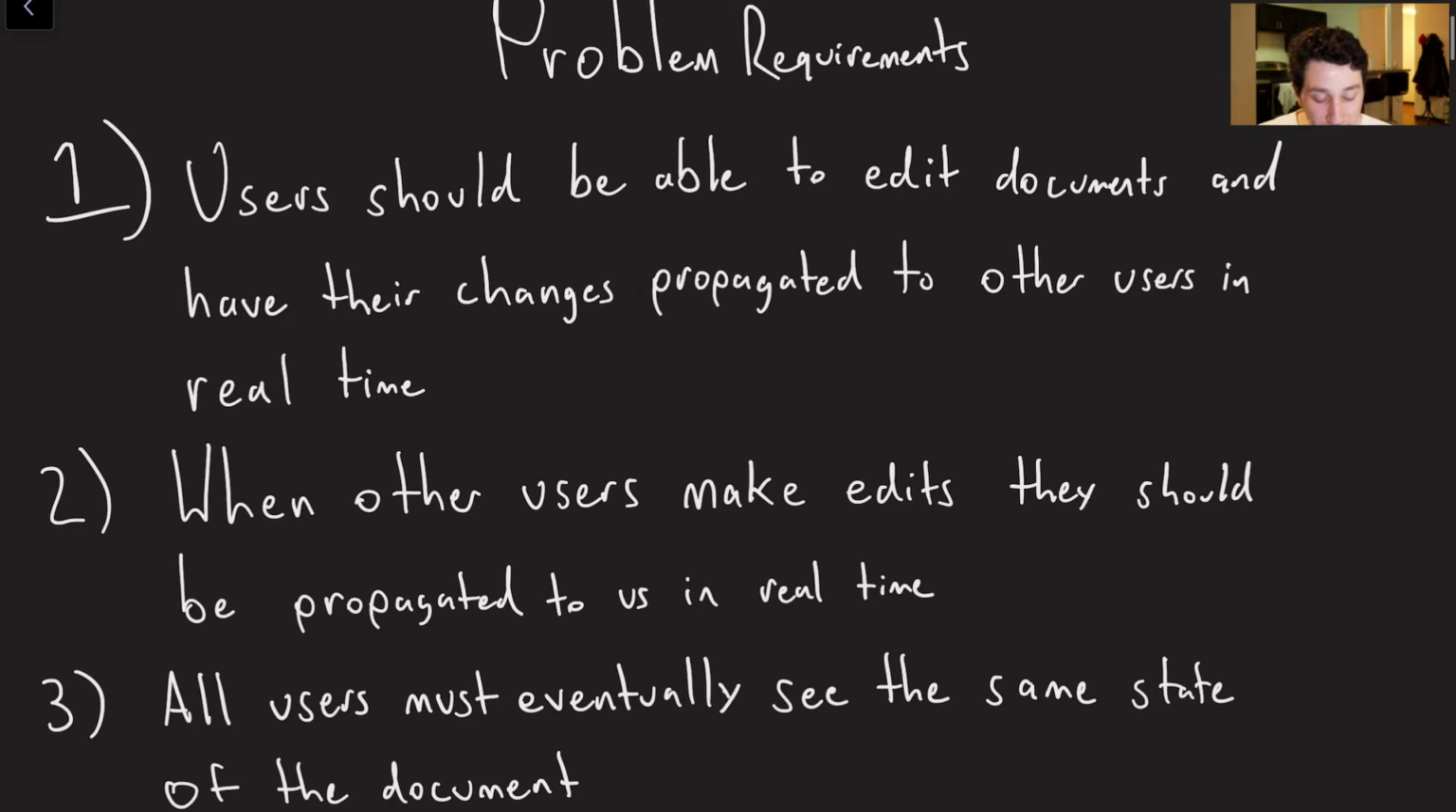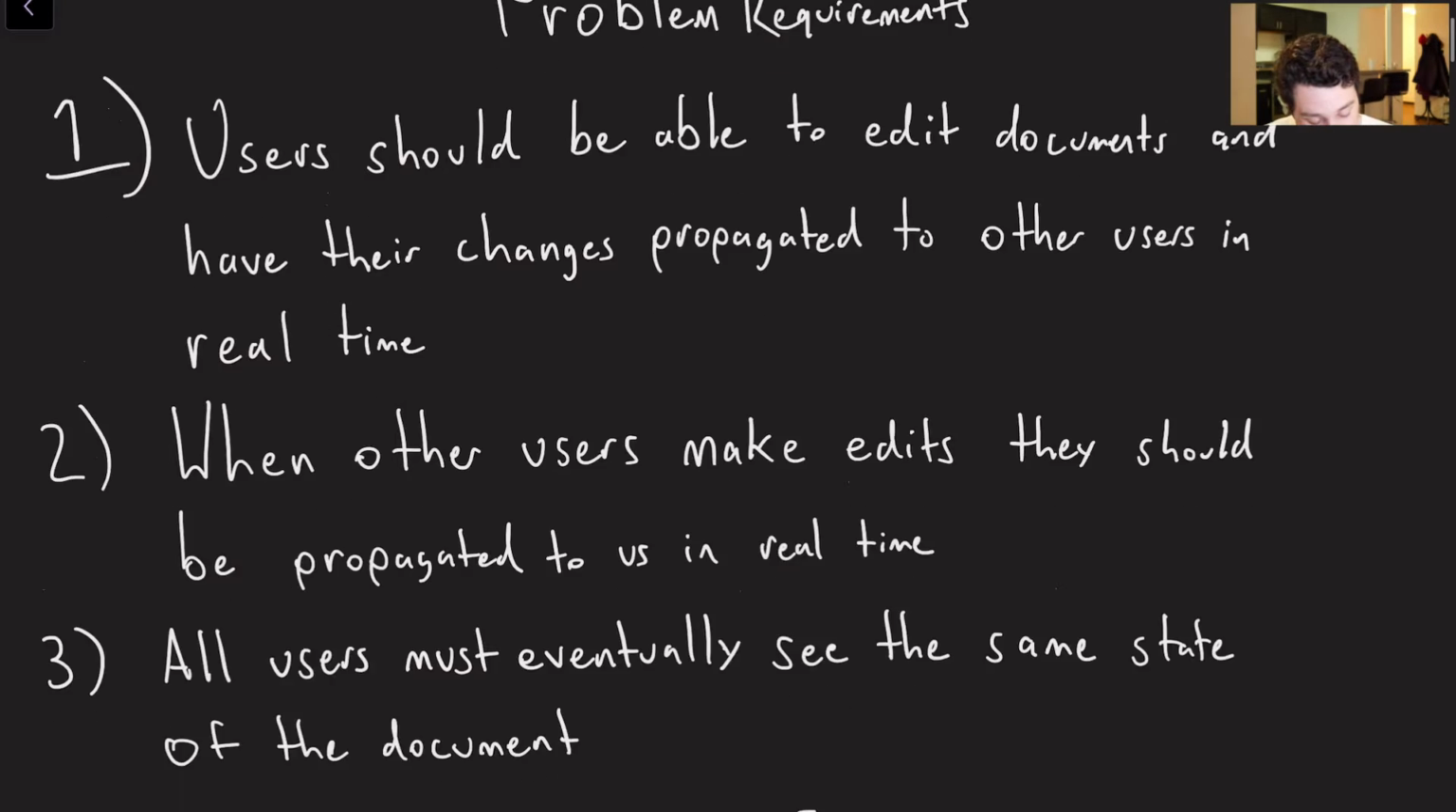So let's talk about some problem requirements. I kind of made three of these, even though this could probably be summarized in like 3 words, just to fill up a slide's worth of data. But the point is that more or less, if I write, you should be able to see it in real time. If you write, I should be able to see it in real time. And basically, if the document has a ton of users on it at once, all of those writes should be propagated to all of the other readers in real time. Hopefully that makes sense. Cool.